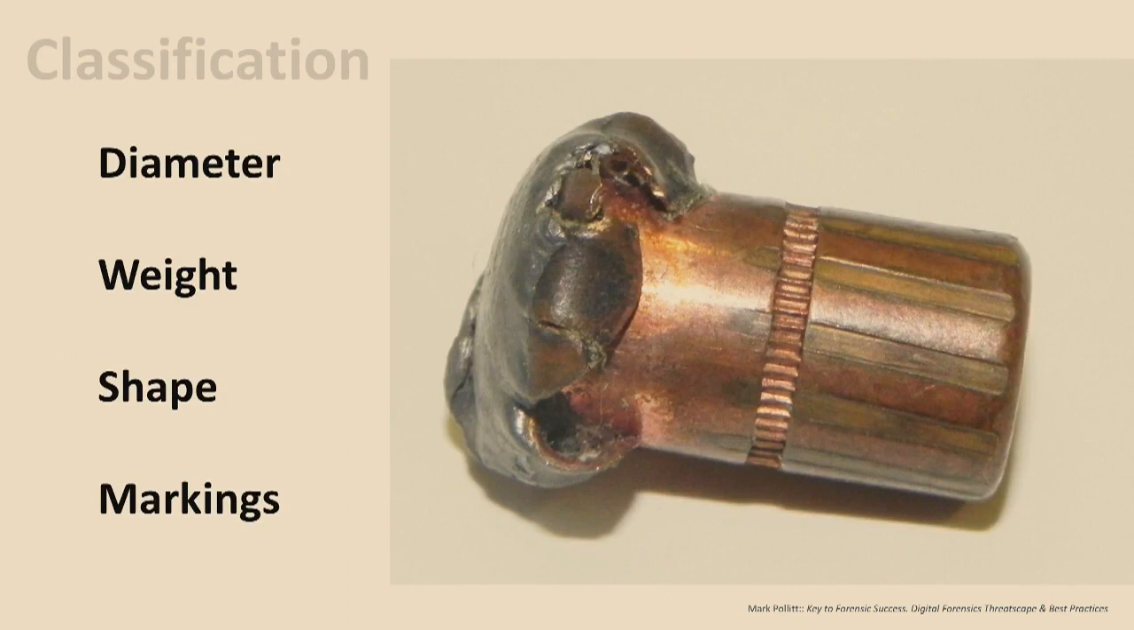So the classification can be done by the diameter at the base of the bullet, in other words the caliber, the weight, the grains, the shape, and the markings on the bullet can all tell us or put that round in a particular class.